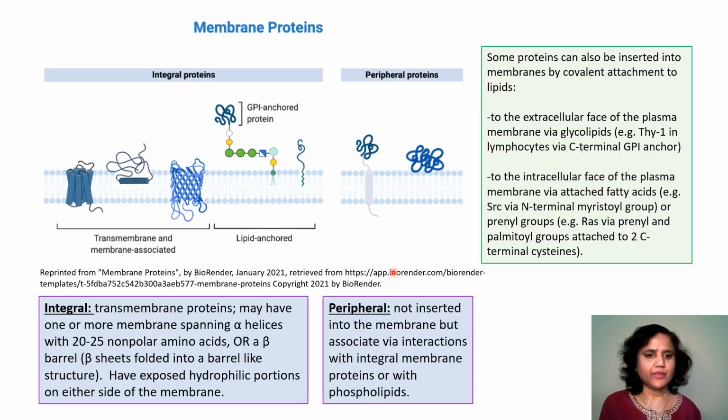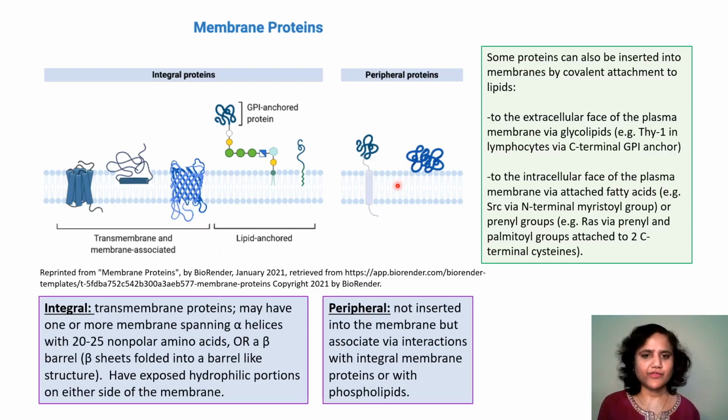Membrane proteins can be integral membrane proteins, or they can be peripheral membrane proteins. Integral membrane proteins are transmembrane proteins. They may have one or more membrane spanning alpha helices with 20 to 25 non-polar amino acids, or they may have a beta barrel, that is beta sheets which are folded into a barrel-like structure. These integral membrane proteins have exposed hydrophilic portions on either side of the membrane.